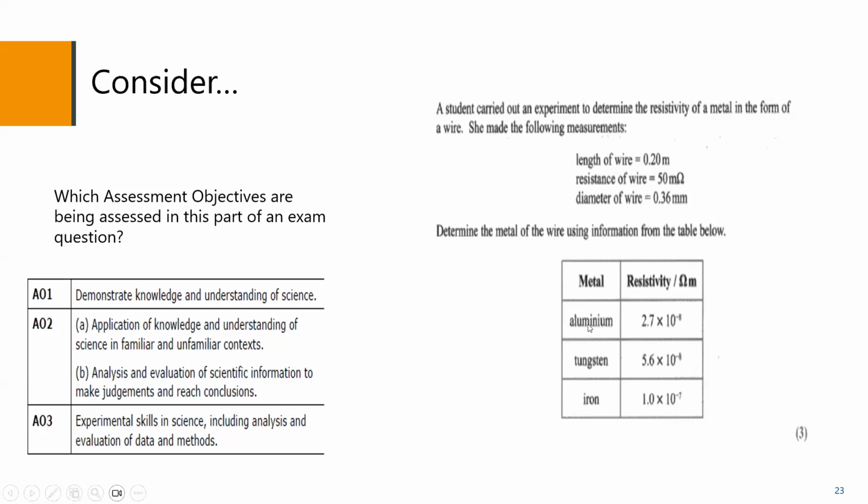They're being asked to analyse the scientific information at the top and the table underneath to make a judgment and to reach a conclusion. They're being asked to determine the metal of the wire. So their answer would need to show some working, but then to determine, they would need to state which metal they think it is.